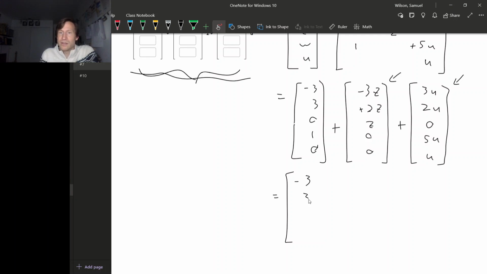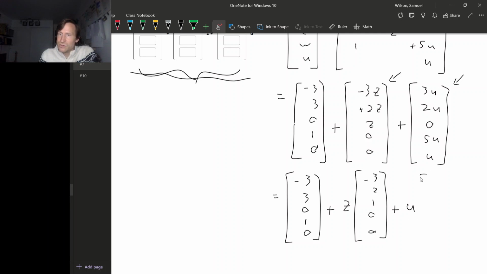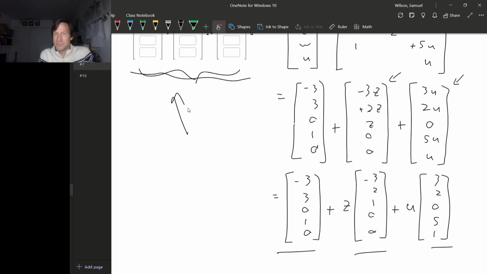So minus 3, 3, 0, 1, 0, plus, now we can pull out that z, z times minus 3, 2, 1, 0, 0. And then we can pull the u out. So plus u times 3, 2, 0, 5, 1. Okay, and these are the vectors that we need to enter up in the answer boxes.